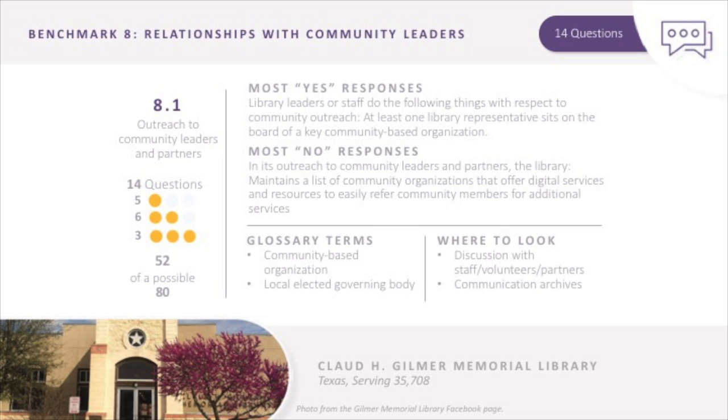The third and final benchmark in the Engaging the Community strategic area is Benchmark 8, Relationships with Community Leaders. This benchmark only has one indicator, outreach to community leaders and partners, with 14 questions. These questions are fairly evenly spread out across the 3 difficulty levels, and on average, libraries receive 52 out of 80 possible points. The Gilmer Memorial Library provides an example in their relationships.